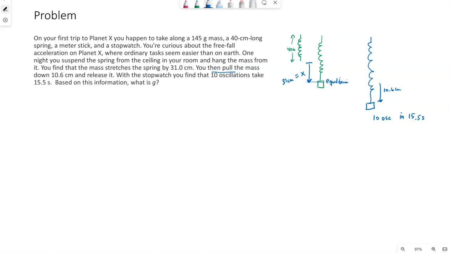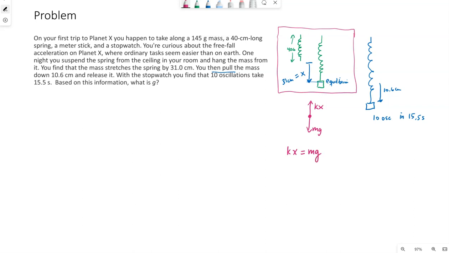All right. So from this first portion right here, the spring itself is 40 centimeters long. I hang the mass from it, and I see that it stretches 31 centimeters. In equilibrium, this mass has the spring pulling upwards and the force of gravity pulling downwards. So the magnitude of the spring force pulling upwards has to equal the force of gravity.